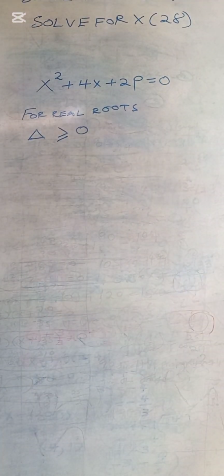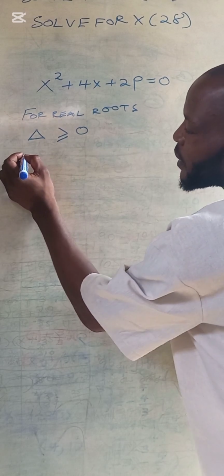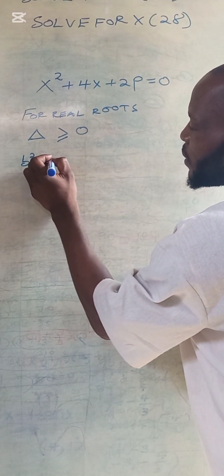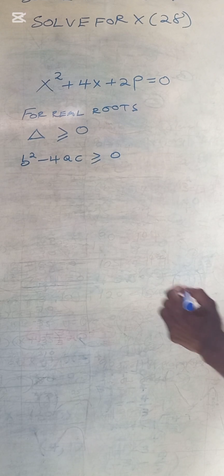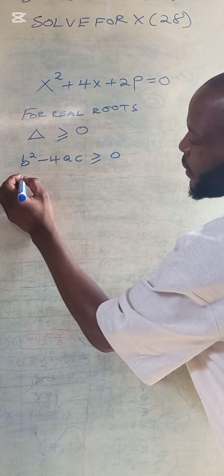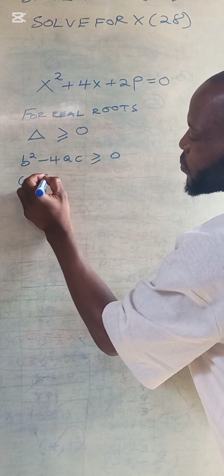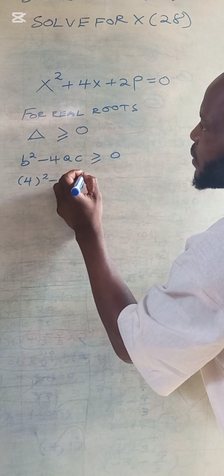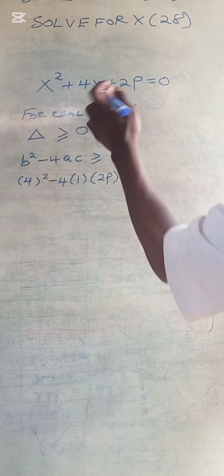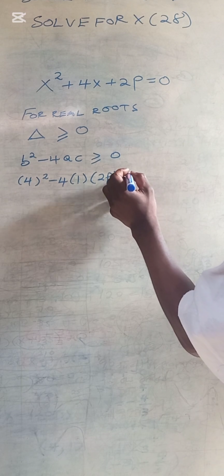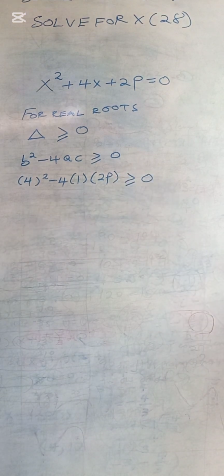I'll make a video on nature of roots. The discriminant, we know it's b squared minus 4ac, has to be greater or equal to 0, right? b is 4, so 4 squared minus 4a, a is 1, c is 2p, the constant, whatever is the last term, must be greater or equal to 0, right?